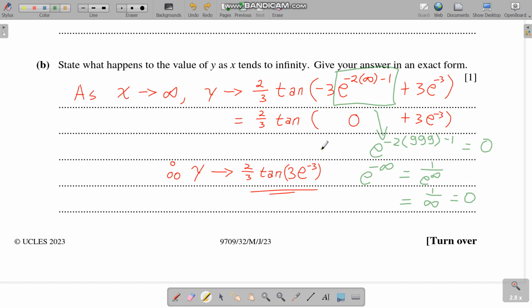That's the value approached by y as x approaches infinity.